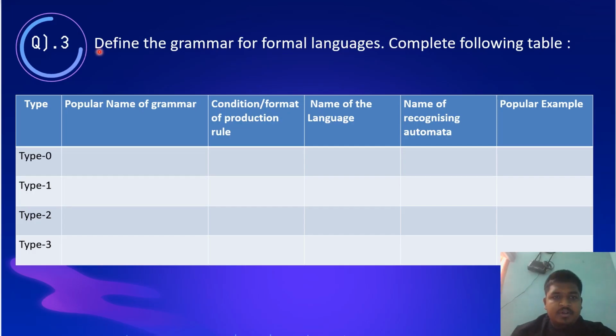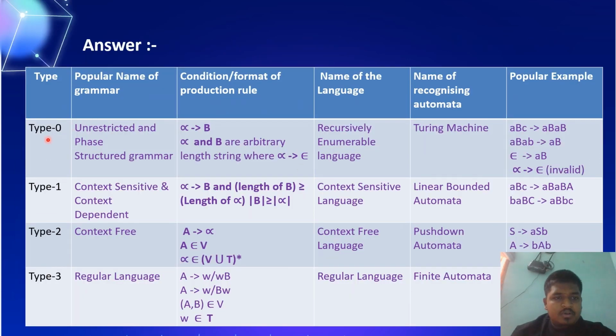Now see question number three. Define the grammar of a formal language and complete the following tables. Here is the table with the four types of languages. Now see the answer. For type 0, the popular name of the grammar is unrestricted or phrase structured grammar. The condition of the format of production rules is like that. The name of the language is recursively enumerable language. The name of the automaton is Turing machine. The popular example is like that. Type 1 is similar, see here, and likewise for type 2 and type 3.